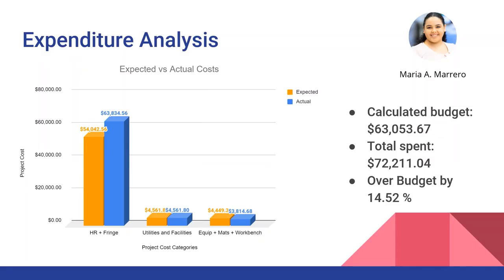Human resources and fringe benefits is above expected due to overtime hours. Instead of working 25 hours max, members are working 28 hours on average. This goes over the 5-hour overtime limit established in our revised budget. Utilities and facilities remain unchanged. Equipment, materials, and workbench real cost is below calculated because the team was able to use an existing workbench and some equipment was already owned by the CALY members. Overall, total cost is about 14.52% over the calculated budget.